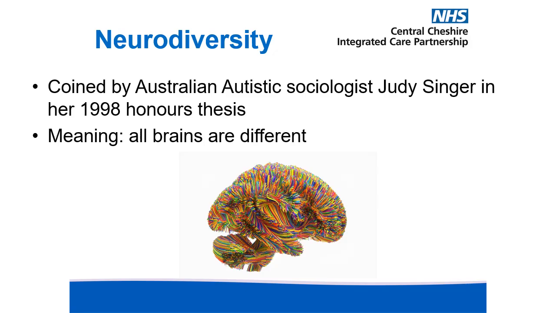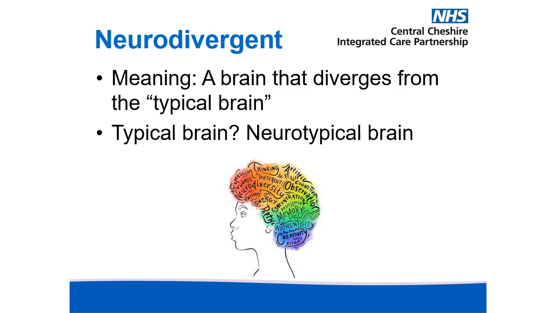I'd like to explain what neurodiversity means. Neurodiversity is a term that was coined by Judy Singer, an Australian autistic sociologist, in her 1998 honours thesis. It means that all brains are different, and within that, people have different ways of thinking. Neurodivergent. The phrase neurodivergent means a brain that diverges from the typical brain. A typical brain could be considered to be a neurotypical brain. A neurodivergent brain would be from a person whose brain works differently to the typical brain.